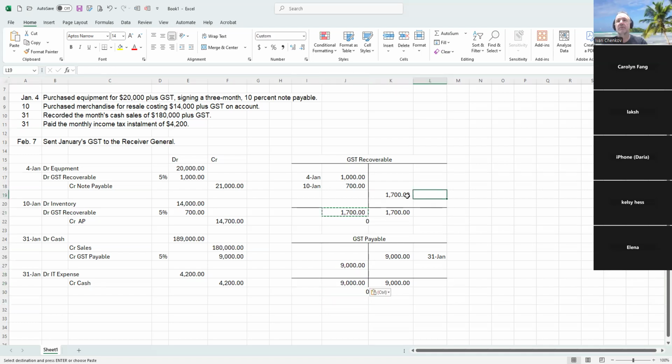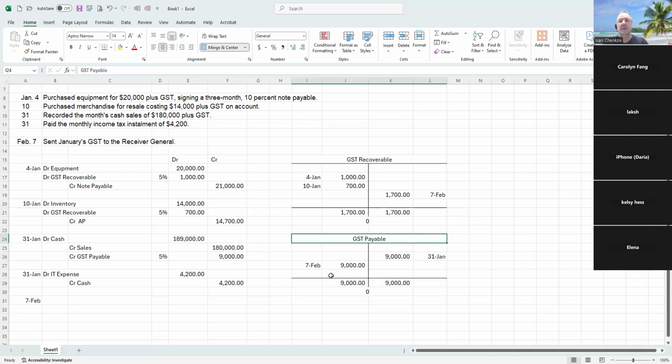So what can I do? Now I have to do a new journal entry, which will be on February 7th. And this one will be on February 07. So what will be my entry on February 7th? Let's start closing this one. First, this is my debit and this is my credit, right?